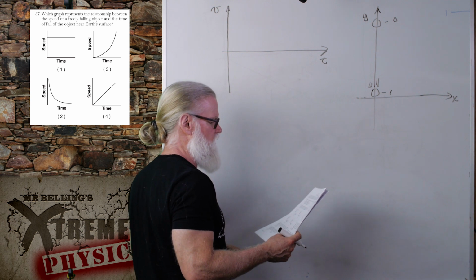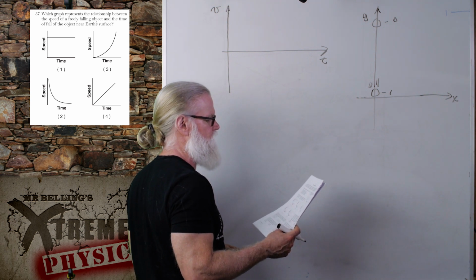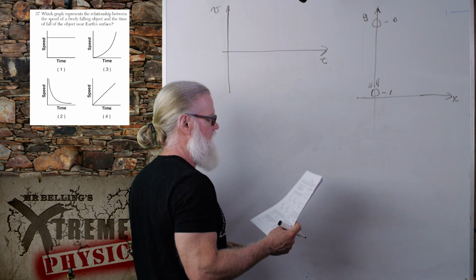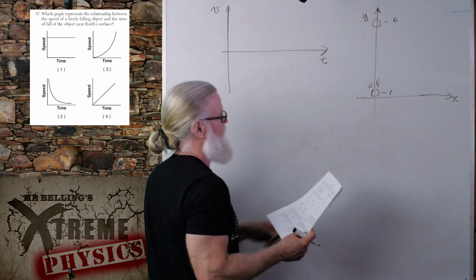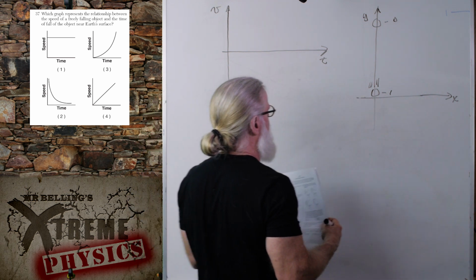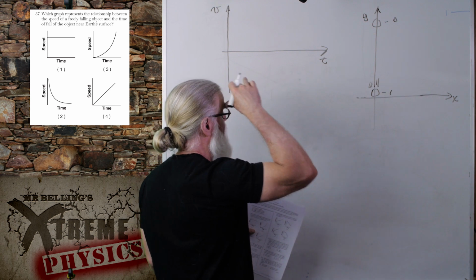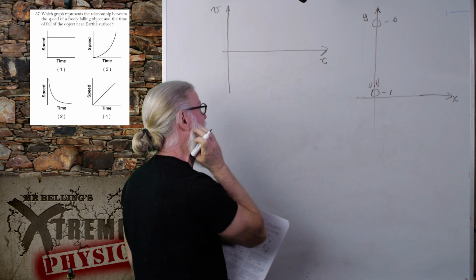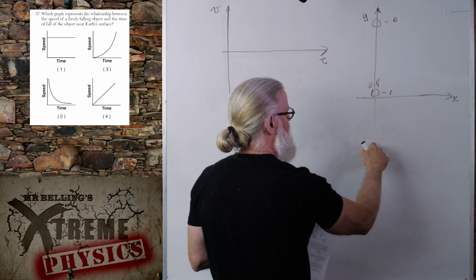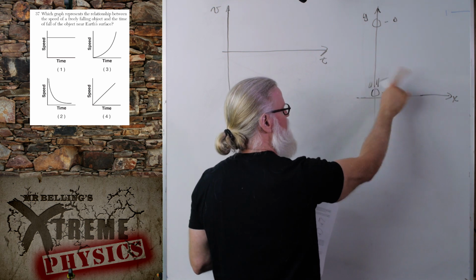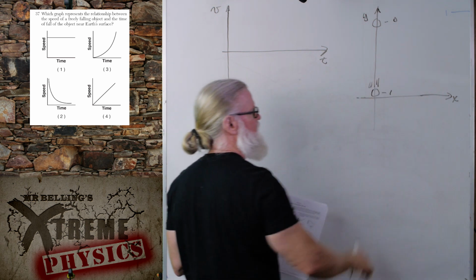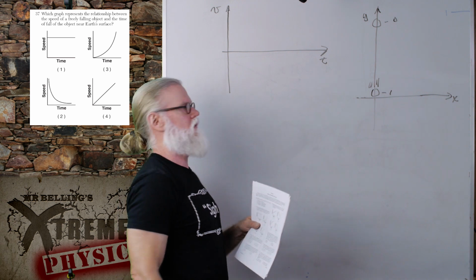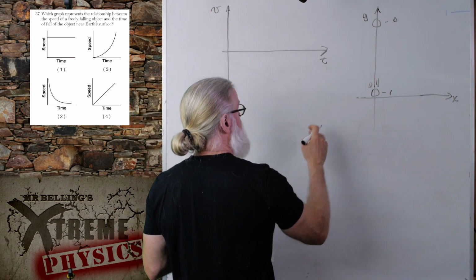In this case, it says, which graph represents the relationship between speed of a freely falling object and the time of the fall near the Earth's surface? Okay, so it can't hit the ground because it's not falling then. So it's got to end before. All right, so there we go. Now, keep in mind, this way's negative, that way's positive, even though we're not doing anything with the x-axis in this case. So let's plot our points.